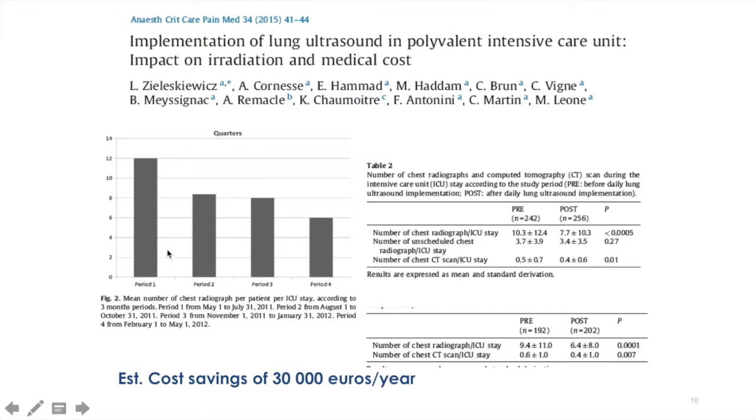In adult ICU, the same findings have been published. If you compare the pre-implementation period, period 1, with the post-implementation period 4, the mean number of chest radiographs per patient per ICU stay has been halved. Similarly, the number of chest radiographs per stay and the number of CT scans per stay were significantly reduced, and the cost saving was 30,000 euros per year.